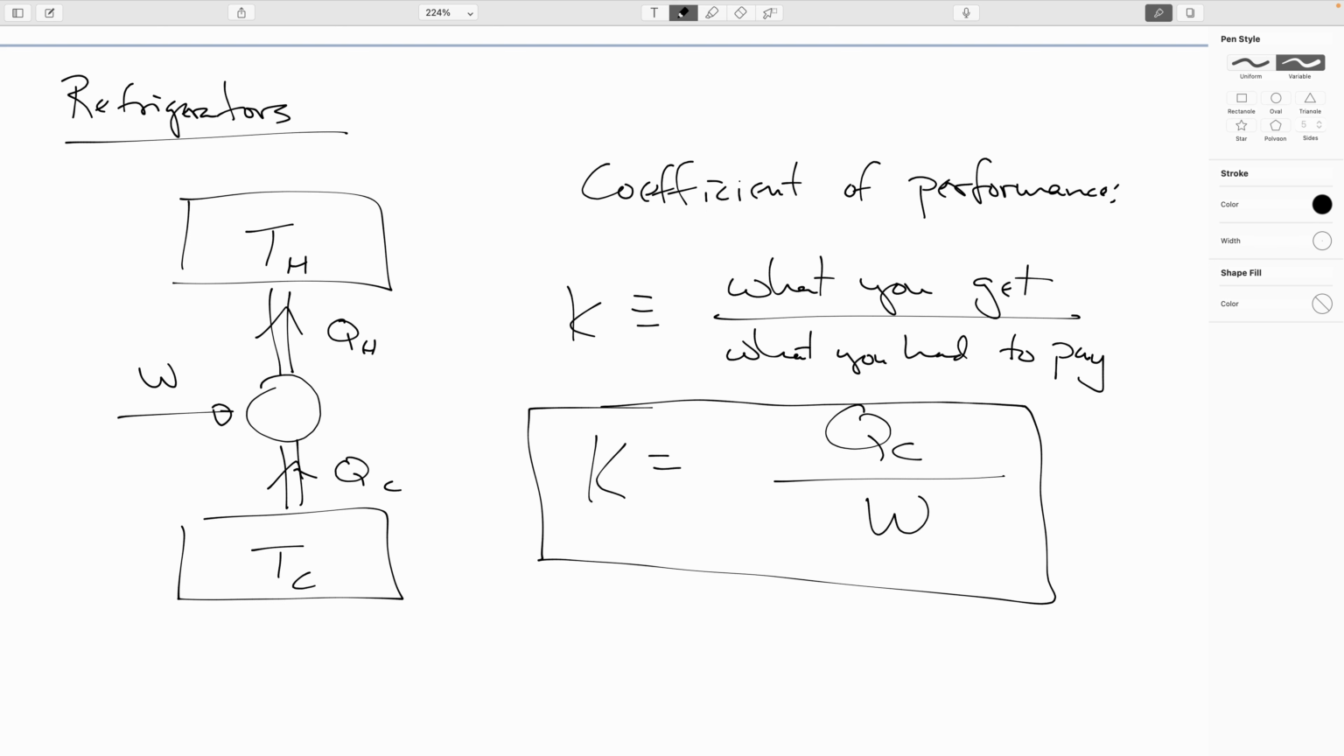So in the next one here, we will be taking our heat engines and thinking about what the limits are from the second law of thermodynamics. So we'll see that there's a limit to how much work we can get out of a heat engine, and there's a limit to how much heat we can extract from a cold reservoir in a refrigerator.